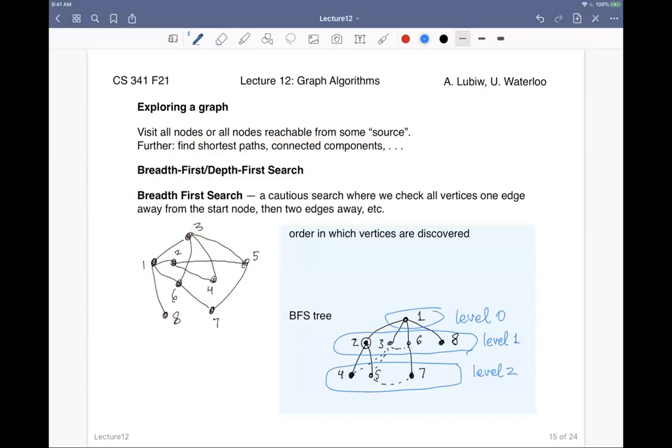Okay, and just to put this in another way or another context, the order in which the vertices are discovered. First I find vertex 1, and then I find its neighbors. 2, 3, 6, 8. So these are the neighbors of 1.